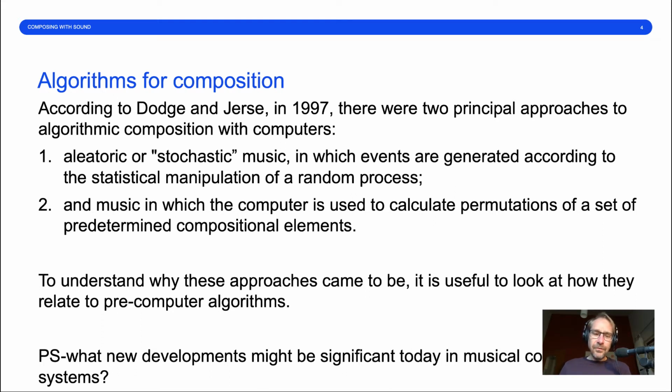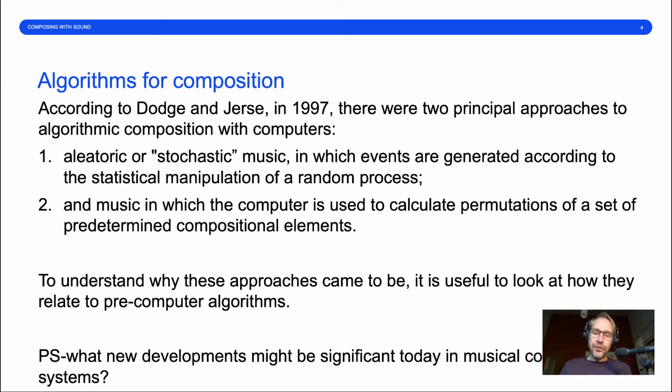To understand why these approaches came to be, it's useful to look at how they relate to pre-computer algorithms. So algorithmic approaches to composition are not new. They go right back to the Baroque period and probably before. All sorts of musical games were used to compose new musical works. And in this lecture, we're going to look back at two pre-computer examples.